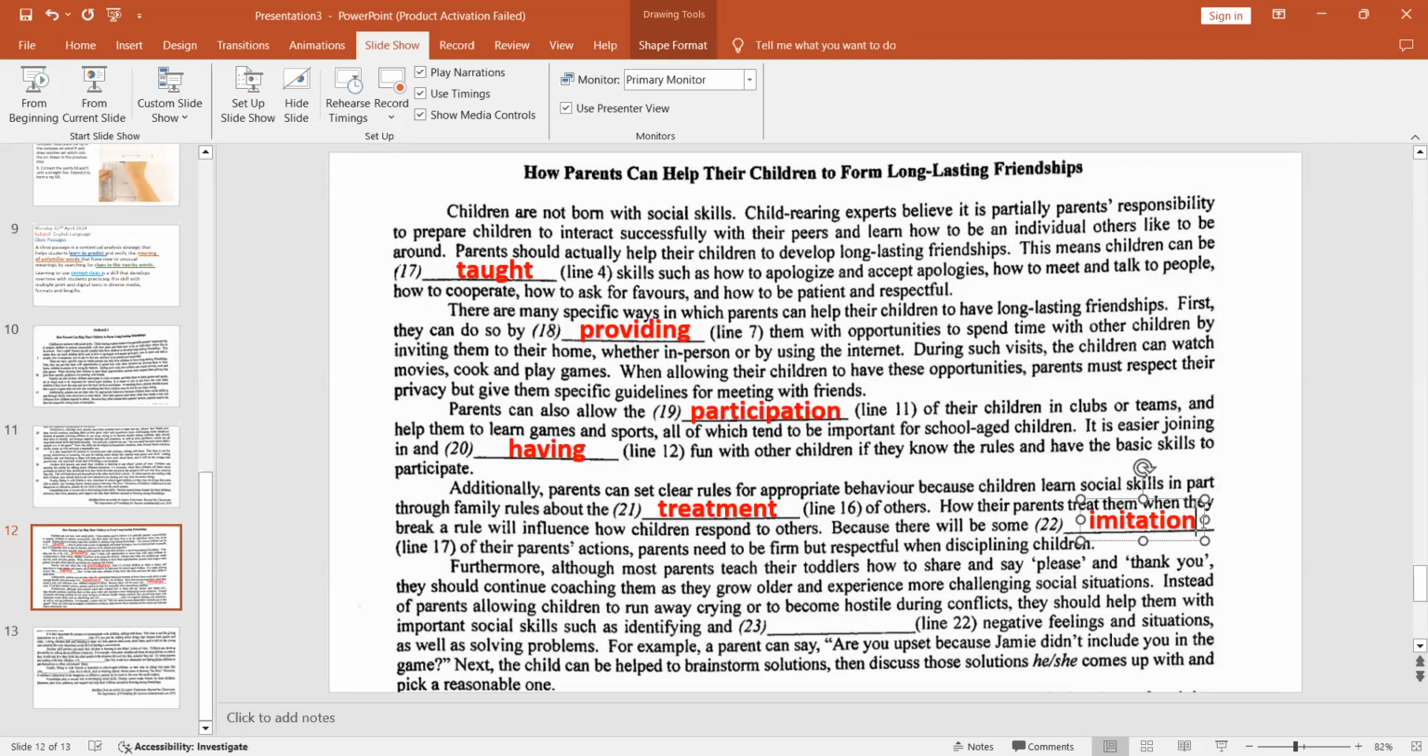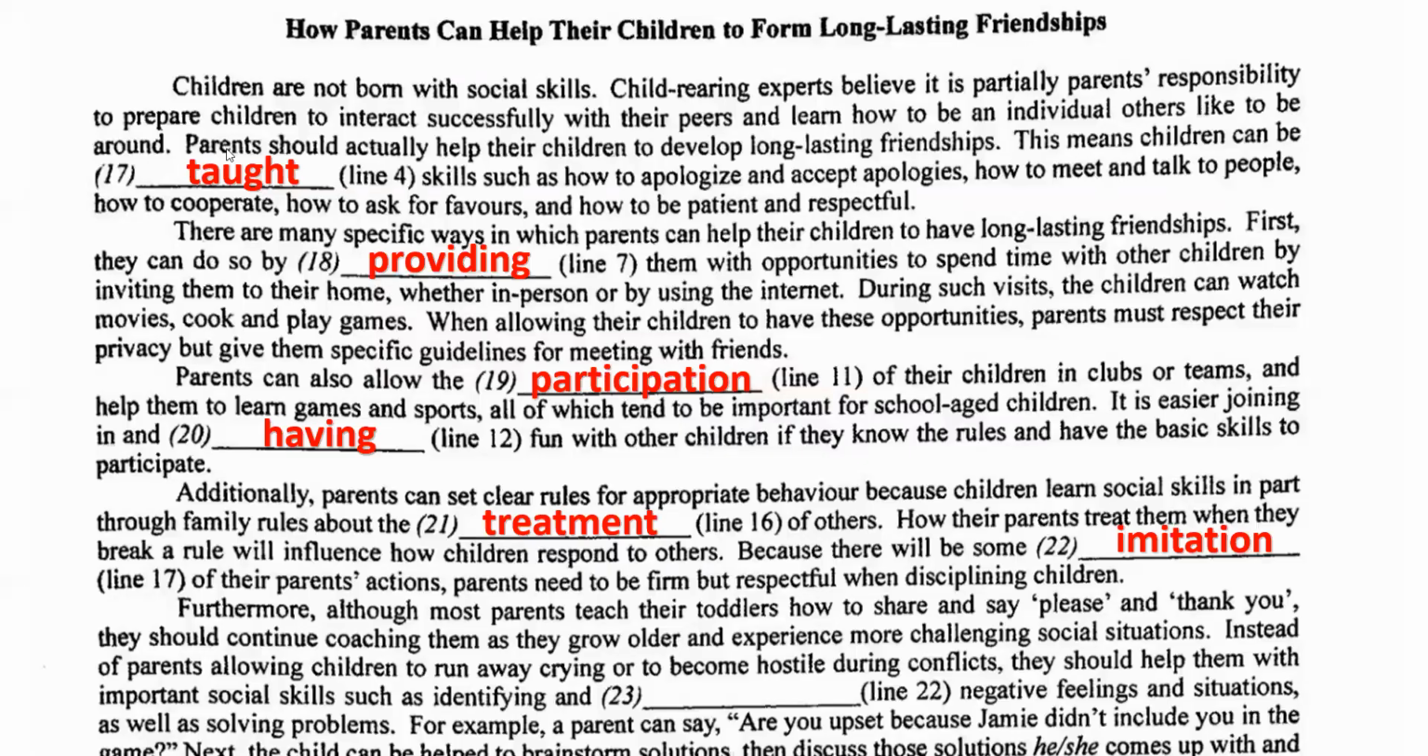Next, number 23. Again, inside of your book, you're gonna write the number and the word. So 17 taught, 18 providing, 19 participation, 20 having, 21 treatment, and 22 imitation.